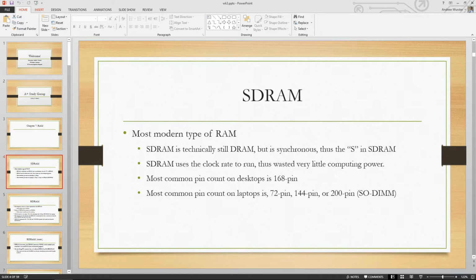The common pin count with SDRAM is 168 pin, whereas laptops are 70 to 144 or 200. It's important to remember that laptops are always a different pin count. Even if the chip looks like it's the same size, they're always different, and they're usually smaller. So 144 is pretty common.